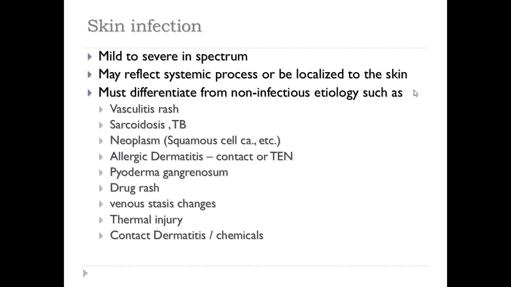For example, vasculitis rash and sarcoidosis, any cancer. There are cutaneous manifestations of cancers like lung cancers, dermatitis. You should look at drug rashes, venous stasis changes, thermal injuries, contact dermatitis, chemicals, because in the ICU you see a lot of medicines which cause drug reactions and drug eruptions.